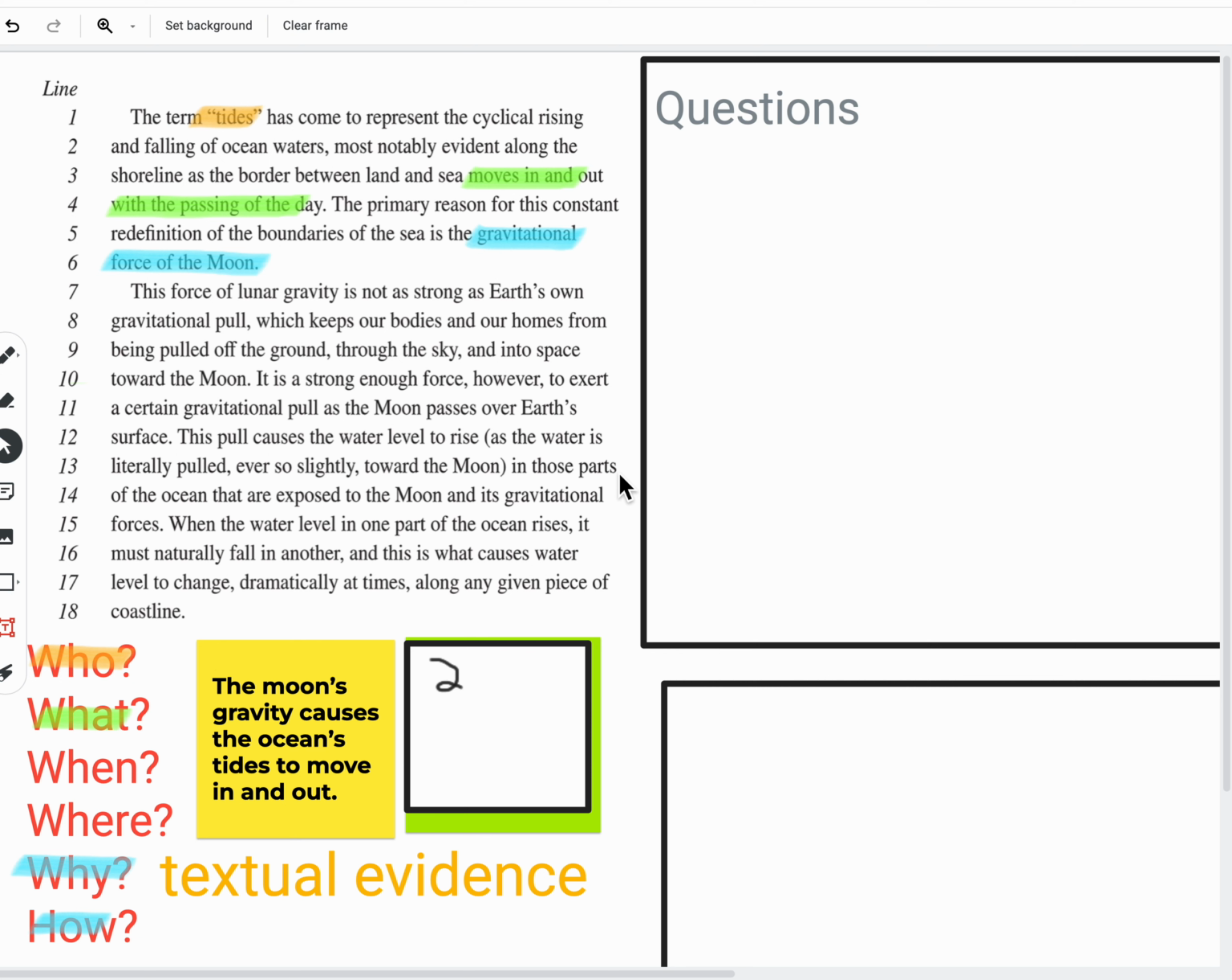When the water level in one part of the ocean rises, it must naturally fall in another, and this is what causes water level to change dramatically at times along any given piece of coastline. Now let's go highlight. First we want to highlight for our who, or the subject. Here we're looking at the force of lunar gravity. What about that force? It exerts a certain gravitational pull.